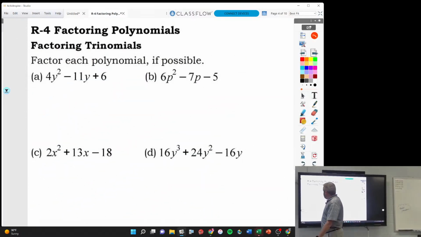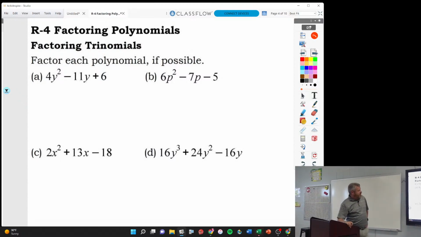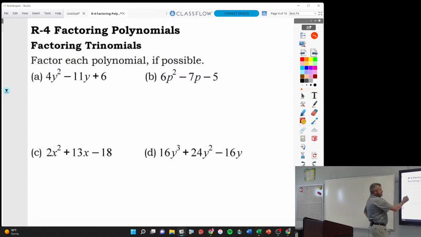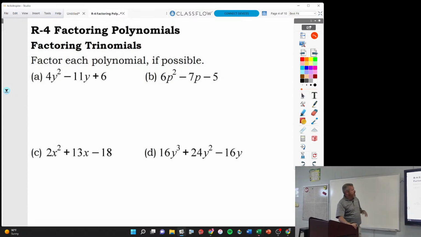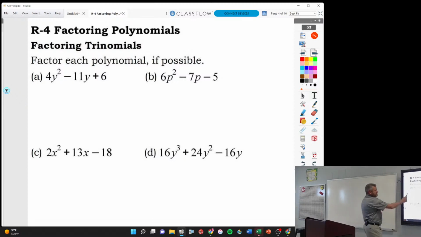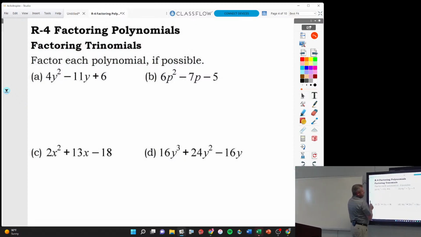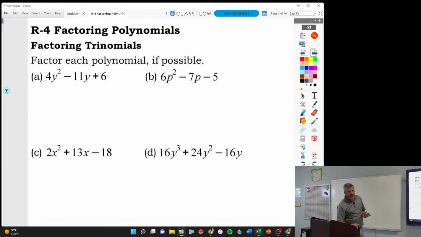Factoring trinomials. Several tricks going on in factoring trinomials, and these are all set up with that leading coefficient not being a 1. You know, I got a 4 and a 6 and a 2 and a 16. So we have to pay attention to what's going on here. So here's how this factoring goes. Again, first step is always look at the problem, say, can I factor anything out of them? So in part A, I've got a 4y squared, a negative 11y, and a 6. There is nothing other than 1 that goes into all three of those.